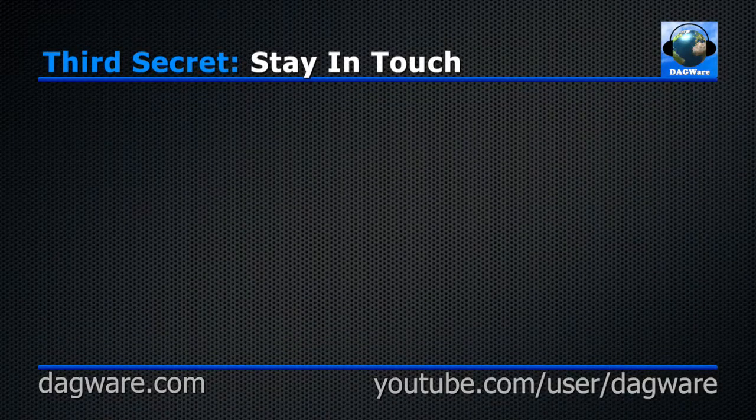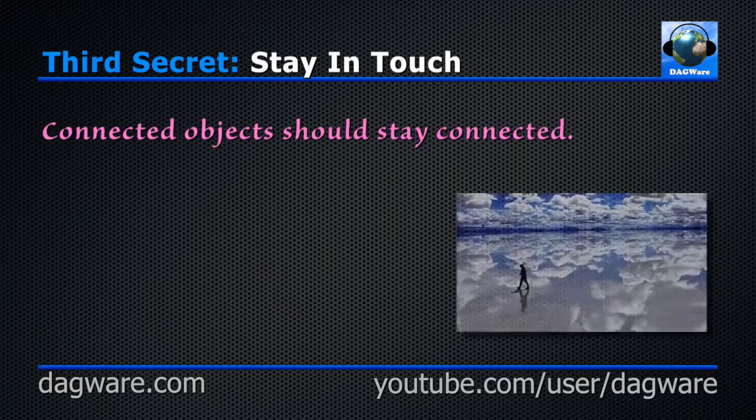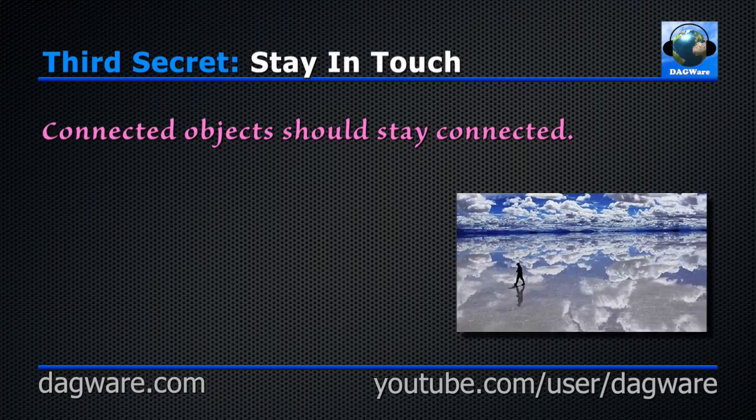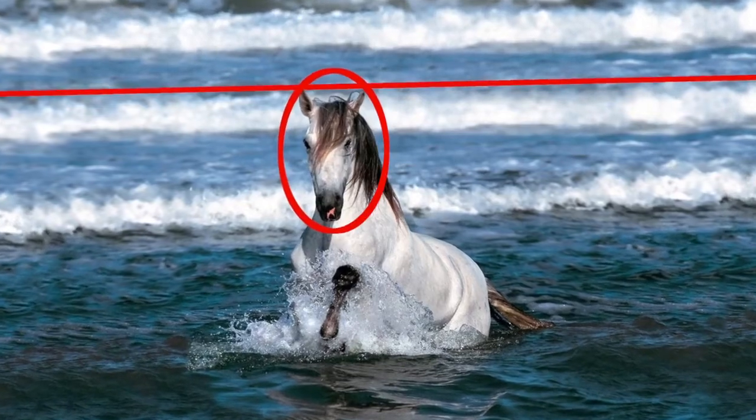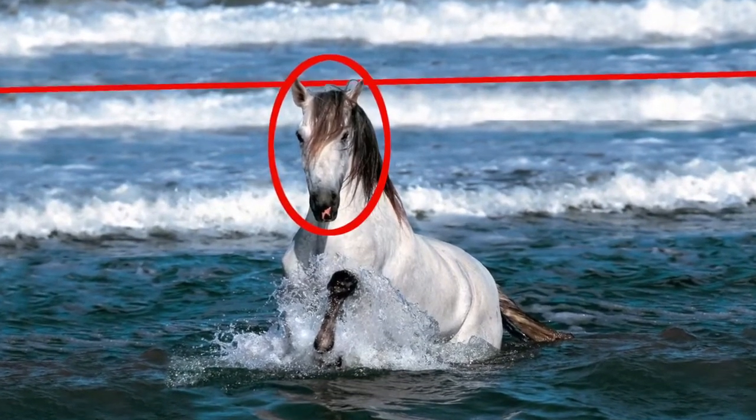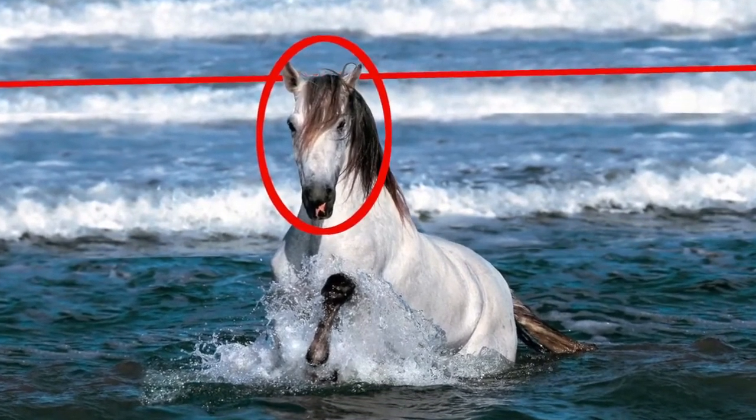Third secret, stay in touch. Connected objects should stay connected. Look again at the horse's head. It's not connected to the water in the background, so it's okay for them to move at different rates. In fact, it's a requirement if we want our animation to work. Remember secrets 1 and 2.